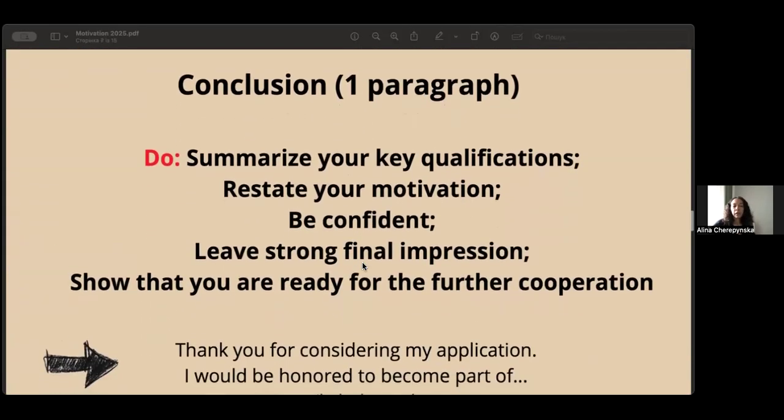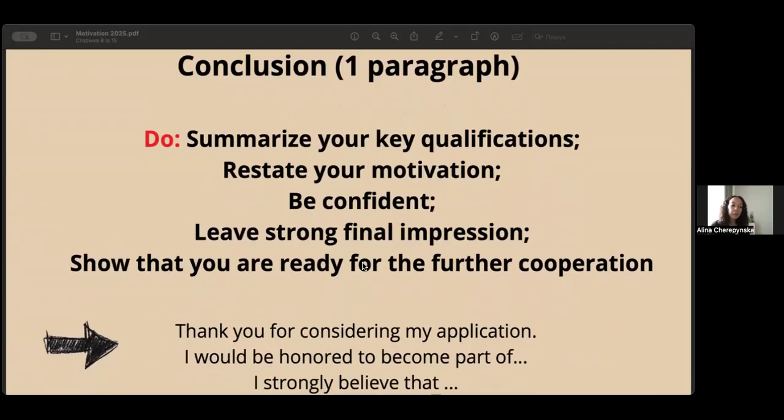Moving next, we're speaking about the conclusion. Conclusion, I guess, is the easiest thing that you can do in writing. That's the last part of your motivation letter. That's always one paragraph. Actually, it's equal to the introductory part. It may be from 3 to 5 sentences. What should you do in conclusion? In conclusion, you need to summarize your key qualifications. You need to restate your motivation.